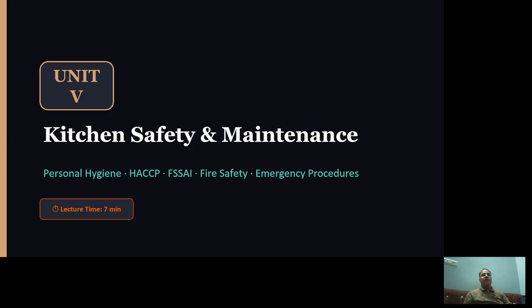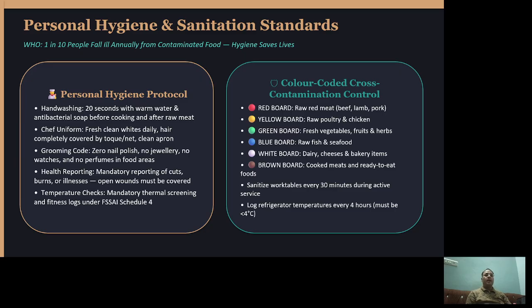Then we have Unit 5, which is kitchen safety and maintenance, in which we are going to cover personal hygiene, the HACCP methods, FSSAI rules, fire safety and emergency procedures. Then we have personal hygiene and sanitation standards. As we all know, hygiene standards are very much needed in the kitchen, personal hygiene standards as well as the hygiene standards of the place also.